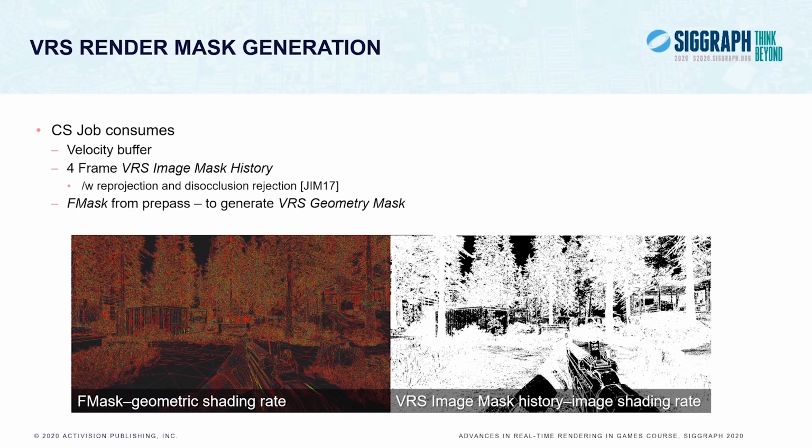Then the next job is going to be generating the VRS render mask. It is a buffer used to drive 4x MSAA stencil stippling, as well as all needed reconstructions and resampling in multiple compute jobs throughout the frame.